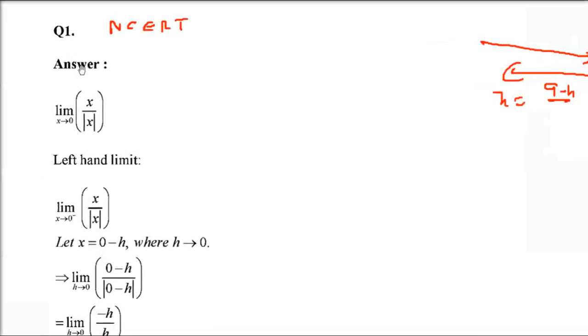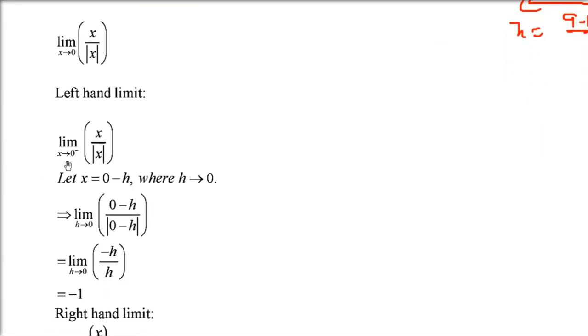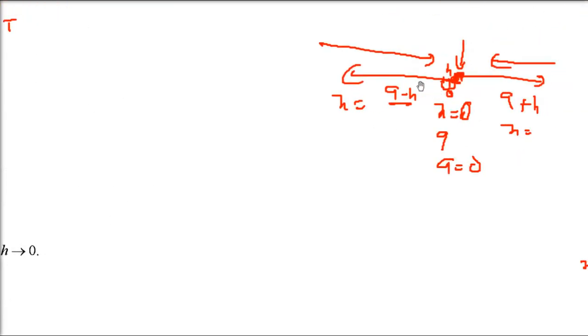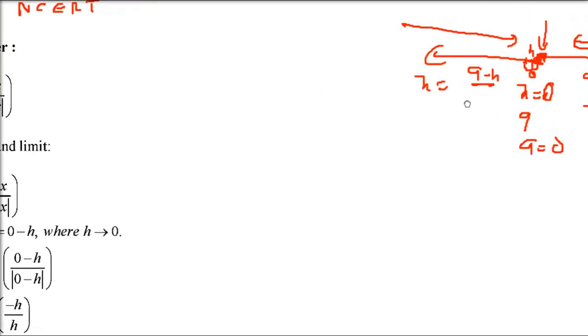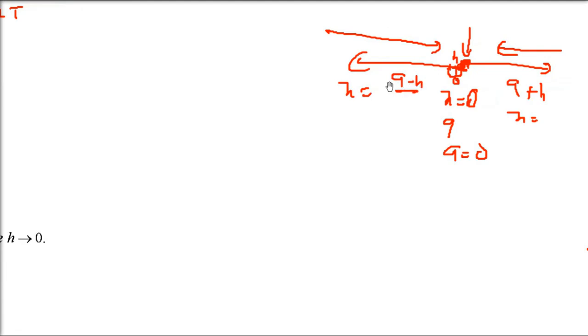So let me just show you here. First we have to write in the limit form. So limit x tends to 0 minus, that means on the left hand side we are approaching 0. And when we are approaching 0 from the left hand side, x is equal to 0 minus h.